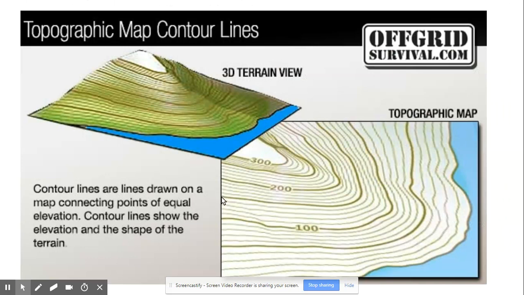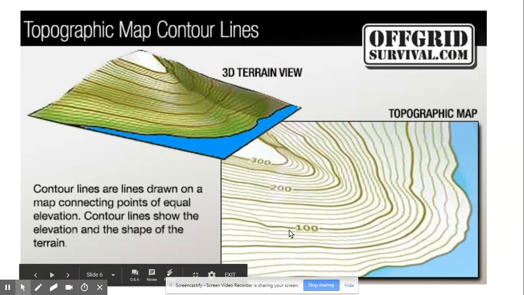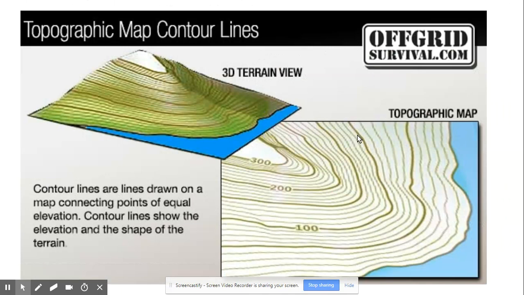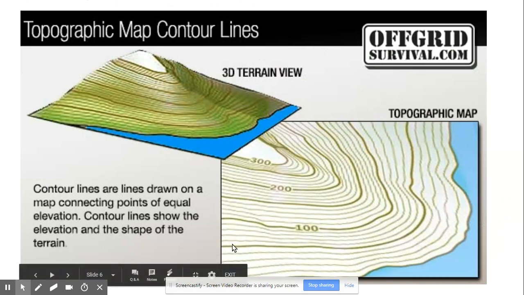Everywhere along this dark green line is 100 meters above sea level. Everywhere on this dark green line is 200 meters above sea level. If you actually walked along a contour line, you would never walk up or down a hill. Everything along this contour line is completely flat.